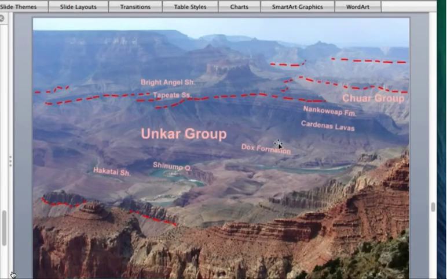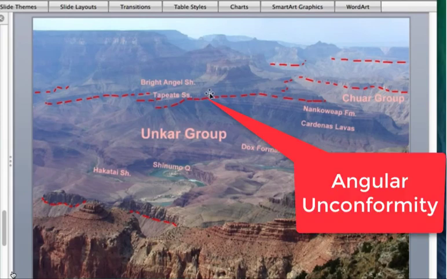Now here's a view of the Unkar group, those sedimentary units which are tilted, and you can see the Tapeats sandstone on top of it. So that's the nonconformity. Or actually, this is the angular unconformity right there.